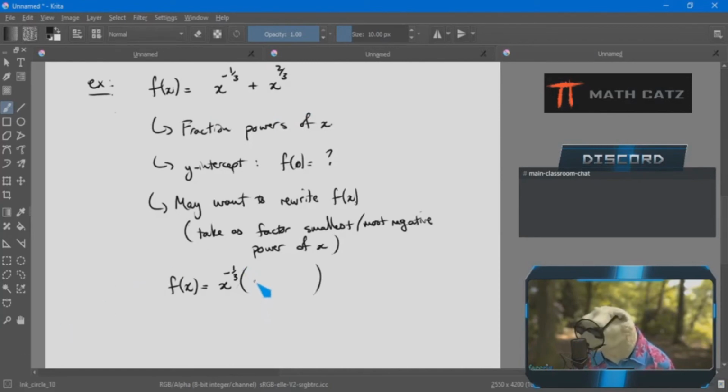Now, hopefully, obviously, the first term is going to have to be a 1, because x to the negative 1/3 is exactly what I'm looking for. So I'm just going to multiply it by 1.